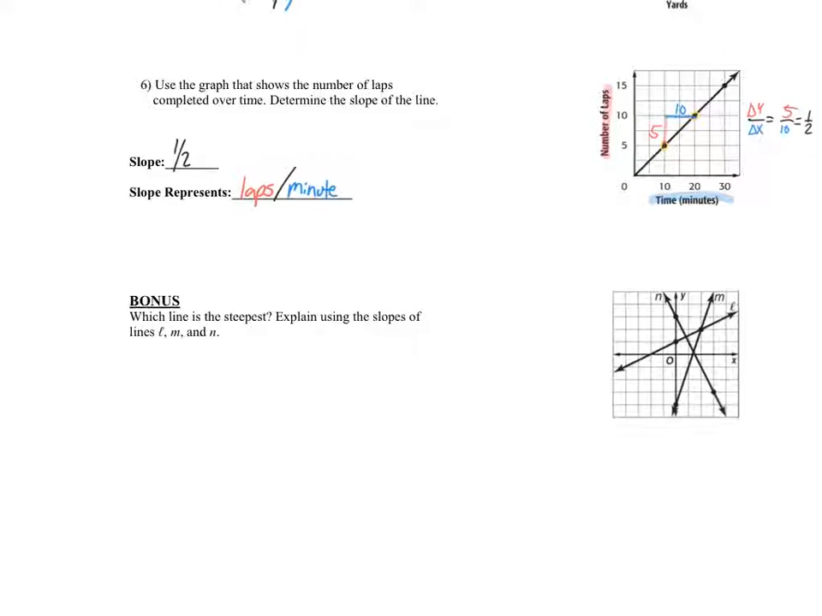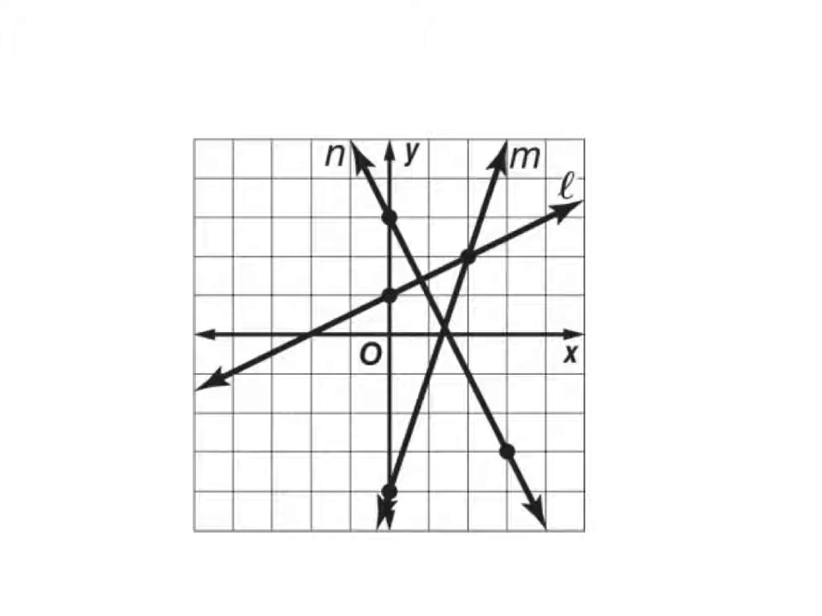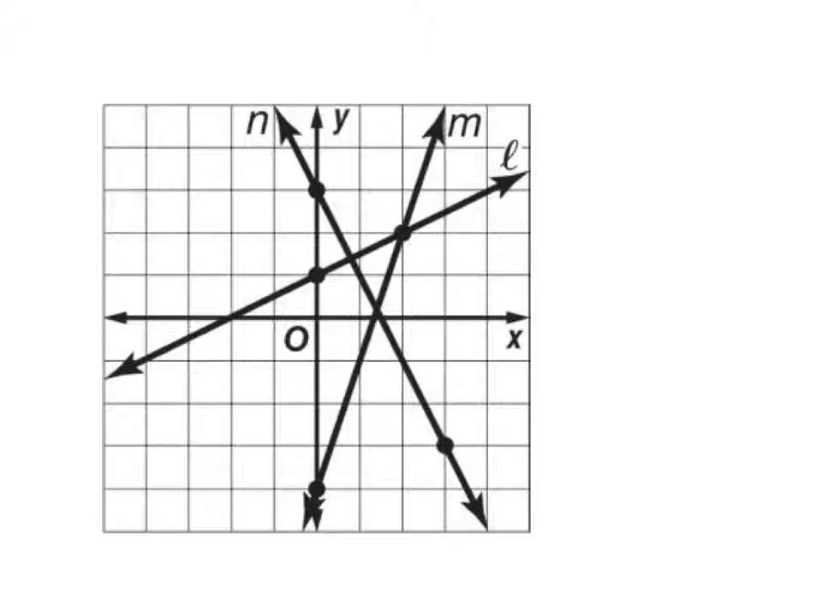The final one, the bonus, says which line is steepest. Explain using slopes of lines L, M, and N. So we got 3 lines here. Pretty much you're trying to see which, like if you were to take a Hot Wheels car and roll it down one of these, which one is it going to go down the fastest. I took a little more time on this in class, but I'm going to try to get through this so we can get this video up for you.